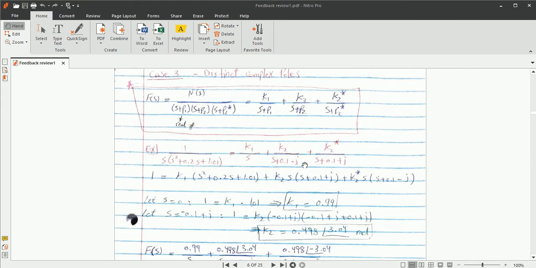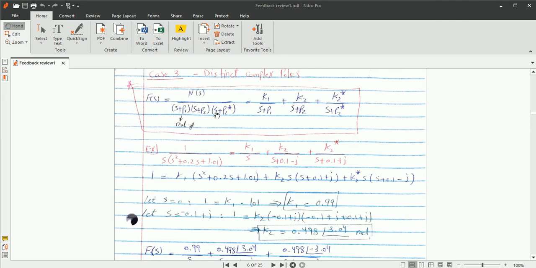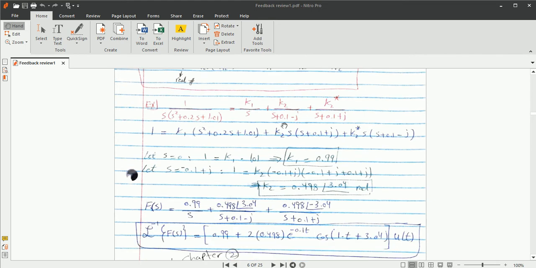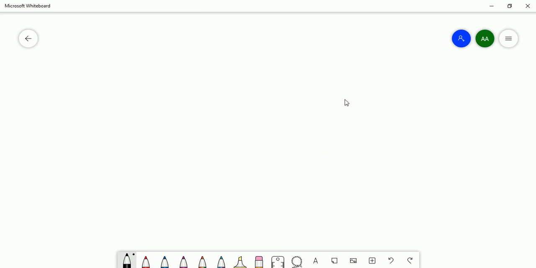Now the complex conjugate is a special case that you will not find in a normal book, but it's easy. For the complex conjugate you just make the coefficient k2 a complex conjugate coefficient, k2 conjugate over s plus p2 conjugate. And the solution you will get like this. For example, if you have s into s square plus 0.2 s plus 1.01, conjugate solutions mean that there are no real solutions. You get the term of under root minus 1.